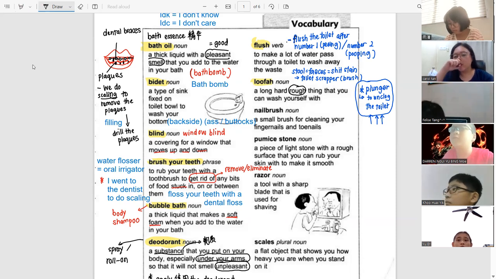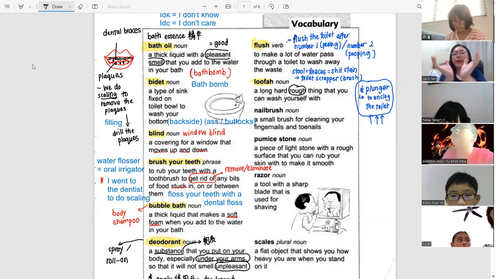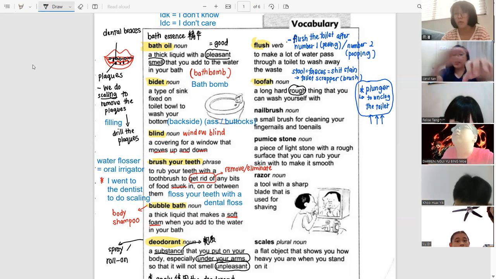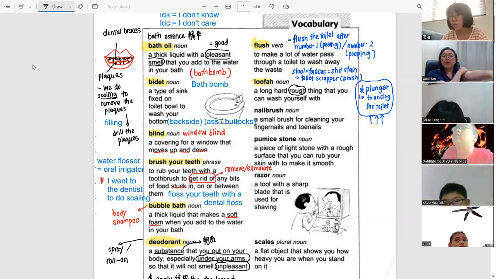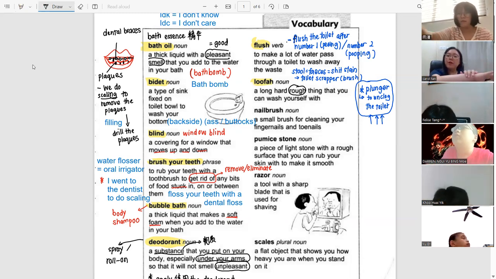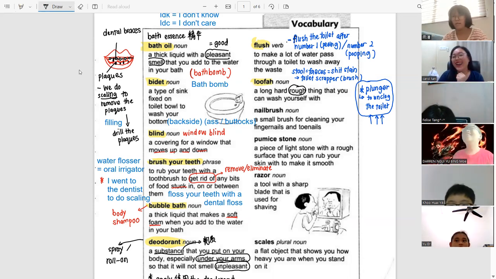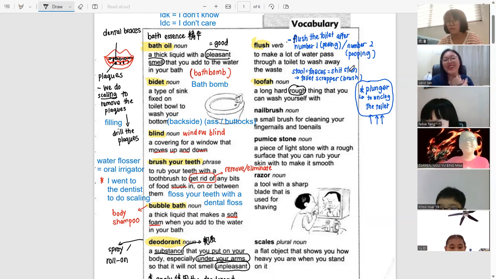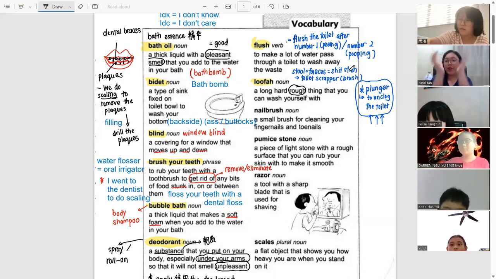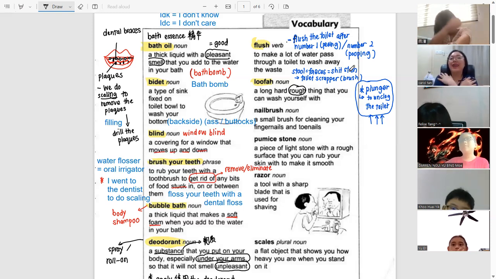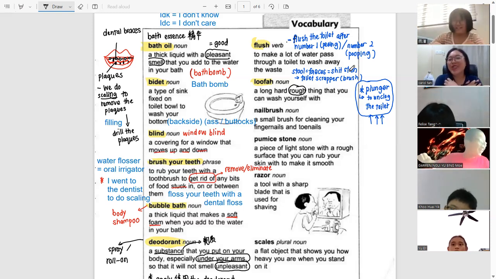Do you know what a loofah is? It looks like a flower, and you can use the loofah to scrub yourself. Darren, do you know what that is? Oh, yeah, correct. Wow, I like your expression, like, oh, I knew it. So a loofah looks like a flower-shaped thing that you can brush your body with.